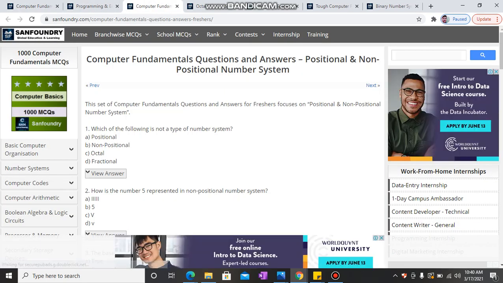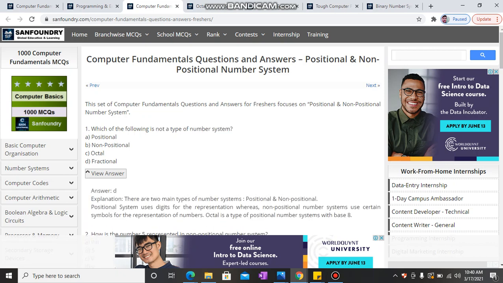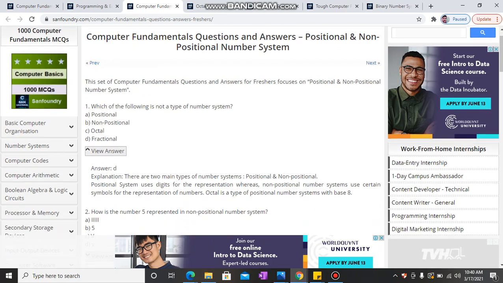So the first question is, which of the following is not a type of number system? You can see the list below, which of the following is not the type of number system. So that is fractional. How can we say that?